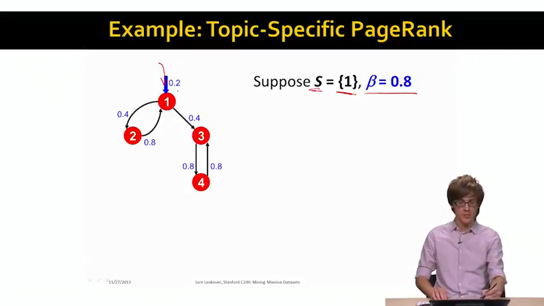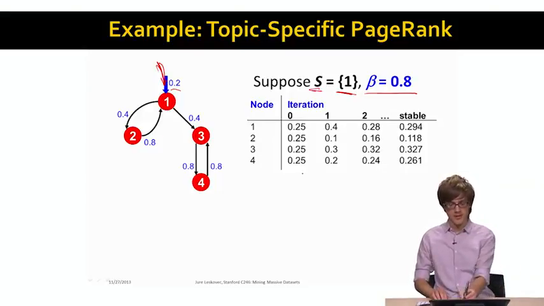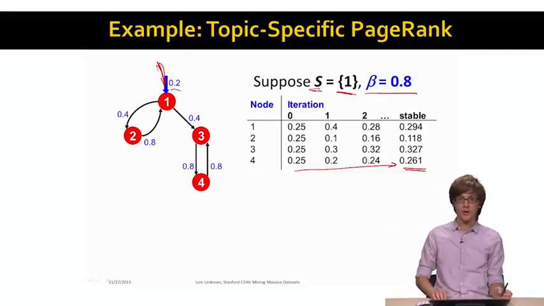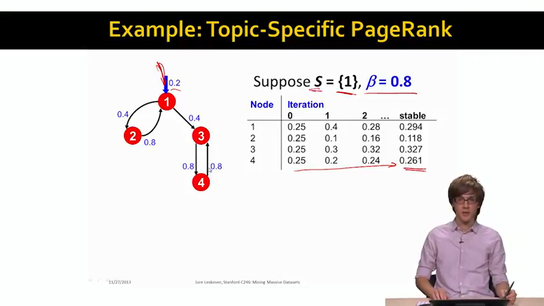So with probability 0.2, the random walker will land at node 1, and with the remaining probabilities, we see the transitions. And now, if we run the power method and see where it converges to, here are the PageRank scores of the nodes in this case. What we see, for example, is that node 1 has the highest PageRank score. Nodes 3 and 4 also have a very high PageRank score.